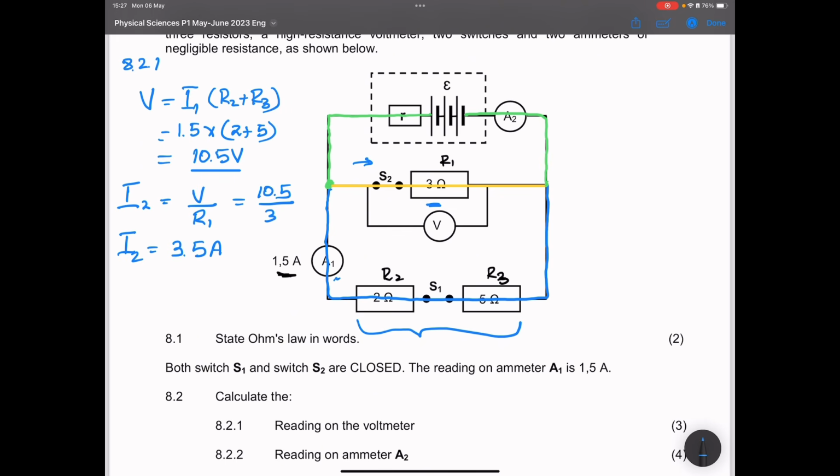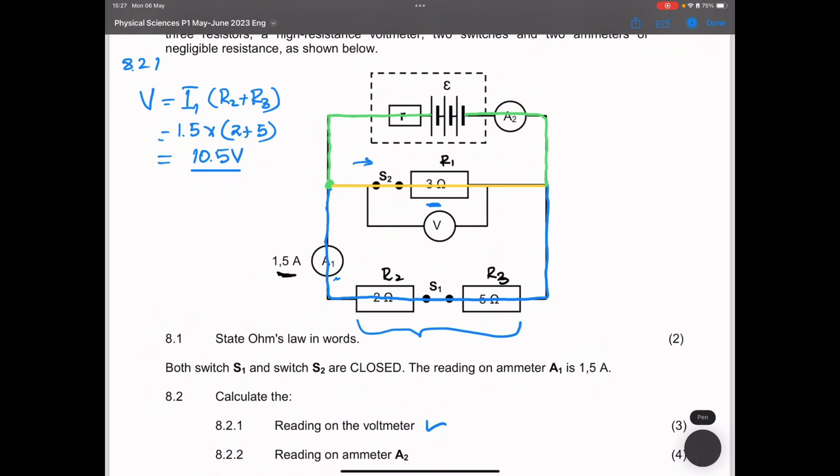As a result, ladies and gents, I'm busy with the reading on the ammeter, but actually they said the reading on the voltmeter. So essentially, that's the reading on the voltmeter. Sorry about that. I actually read question 2. And so they say now calculate the reading on the ammeter. So I showed you how to calculate the reading on the voltmeter.